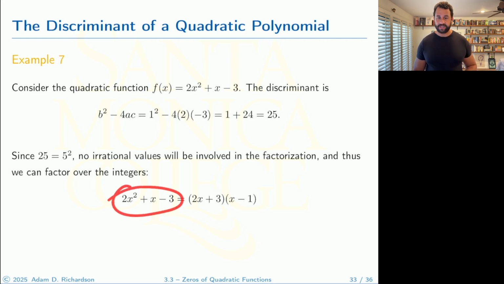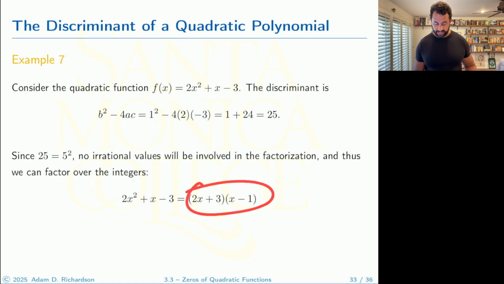So you can factor it using factoring by grouping, using guess and check. And when you do, you get this. Now you can find the zeros using the zero product principle.